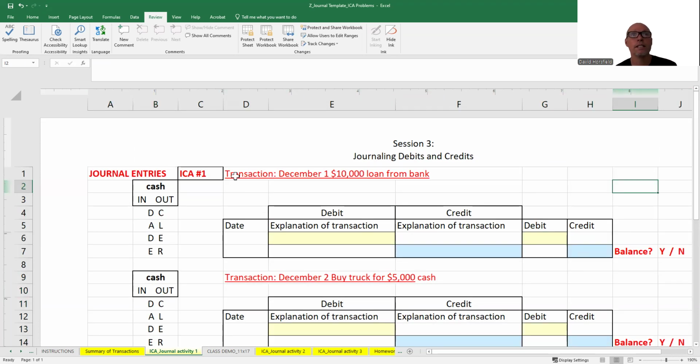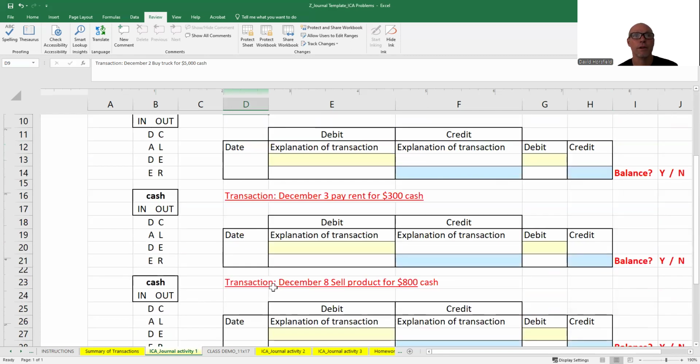So here, a transaction, December 1, Luca has a $10,000 loan from the bank. This is all in support of Luca's lemonade truck. And down here, transaction number 2, December 2, Luca buys a truck for $5,000 cash. Down the page a little further, December 8, Luca's Lemonade sells product for $800 cash. So we know already to look out for cash.